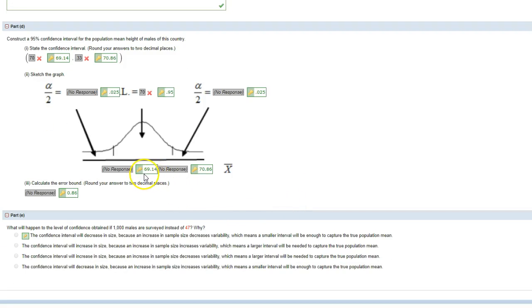And the lowest value is 69.14, and the higher part of that interval is 70.86. And that error bound, since 70 was our mean, is the mean plus or minus the error bound, so that's going to be the 0.86.